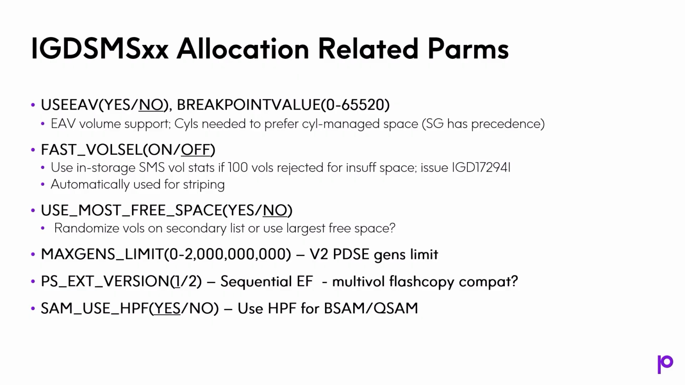There's no reason really not to specify PSEXT version 2 and make all sequential extended format datasets version 2. If you're having a problem with HPF IO, high performance FICON IO, you can turn that off, but normally there's no reason to do that.